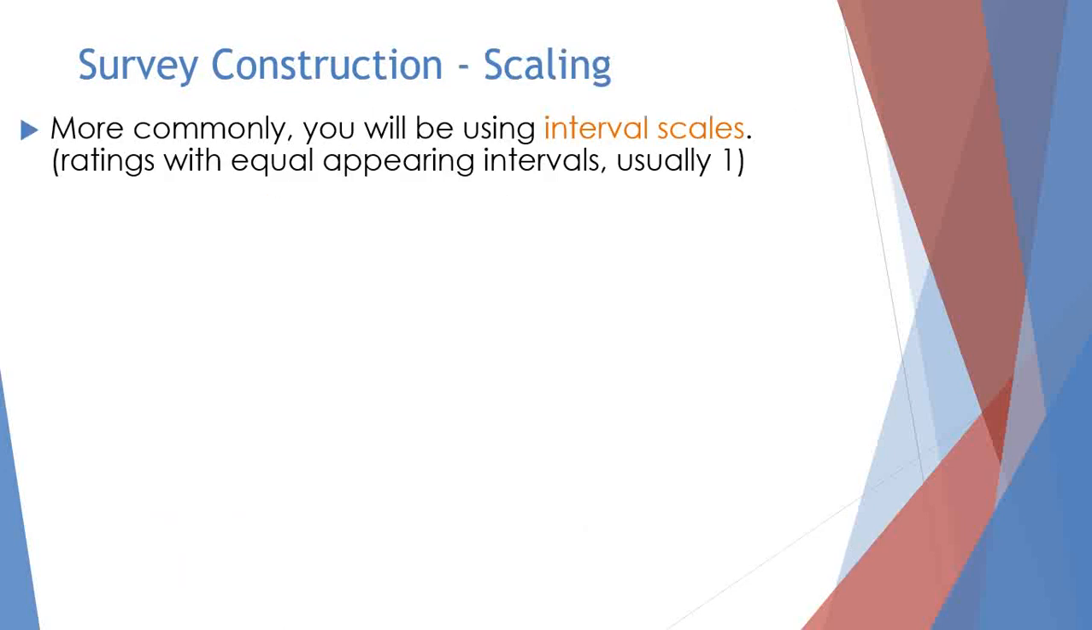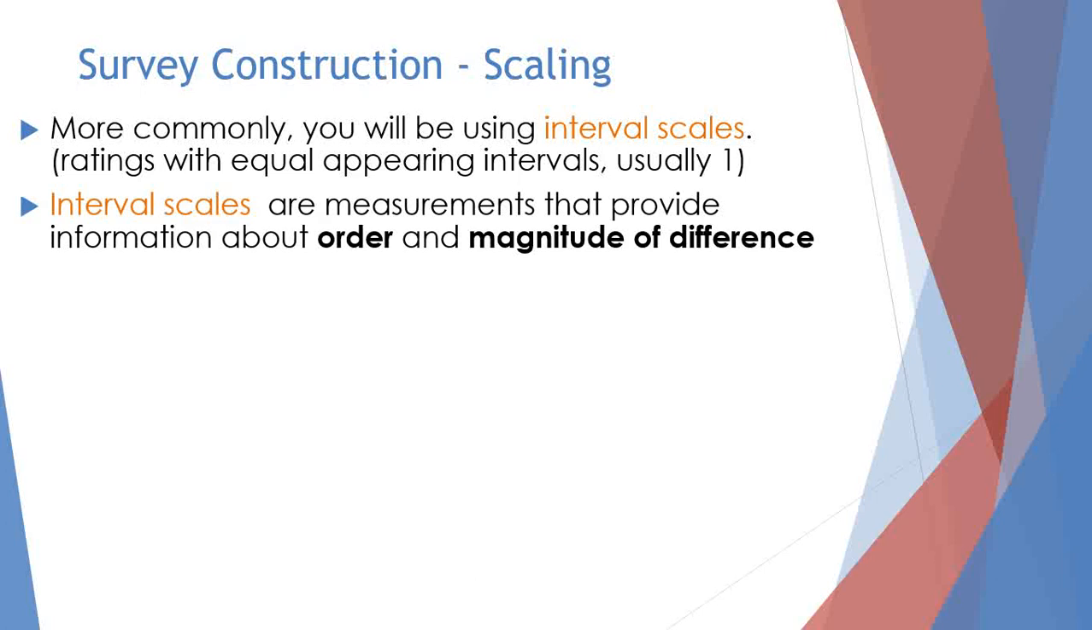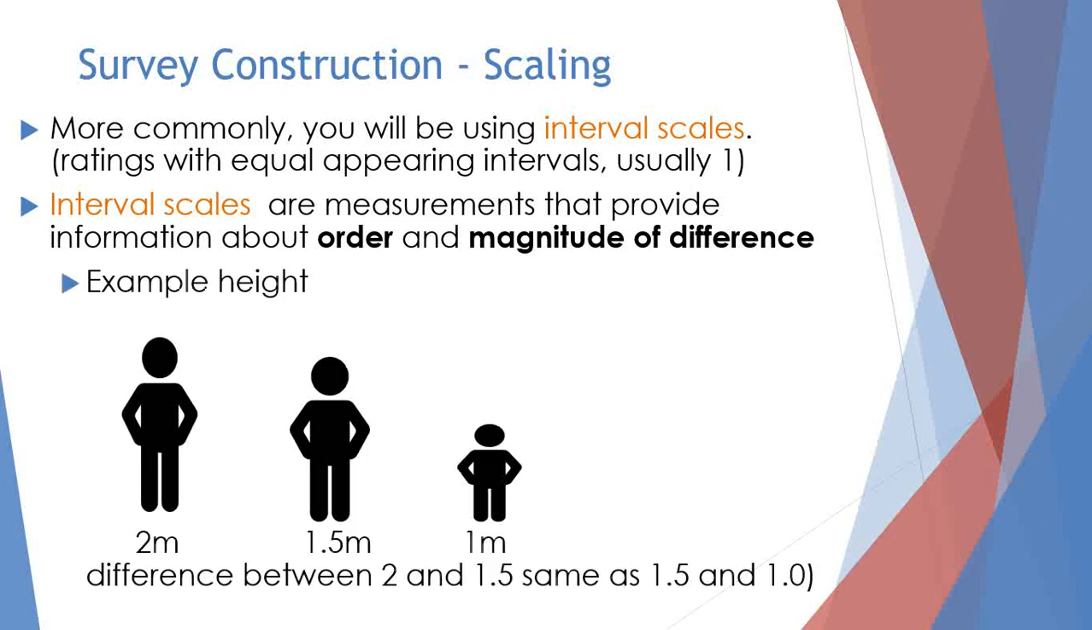But more commonly, you'll be using what we call an interval scale. So these are ratings with equally appearing intervals, usually 1. So interval scales are measurements that provide information about order and the magnitude of the difference. So an example here might be height. The difference between 2 and 1.5 is the same as the difference between 1.5 metres and 1.